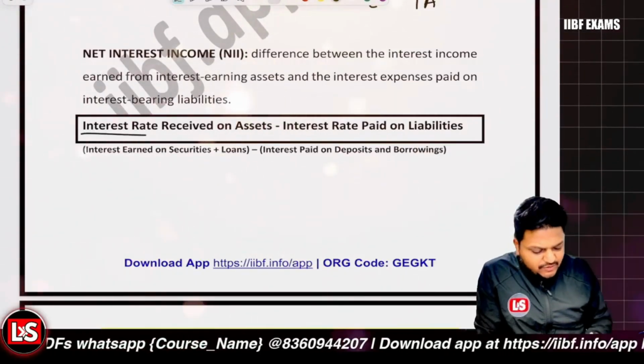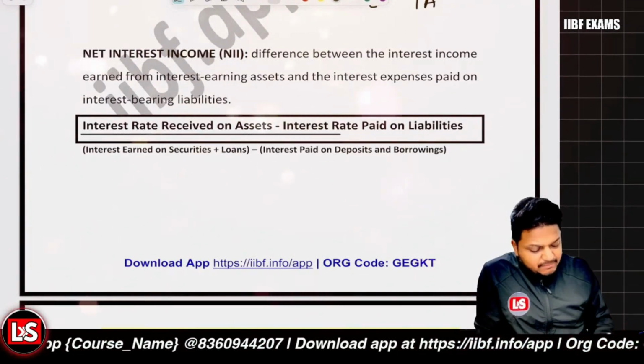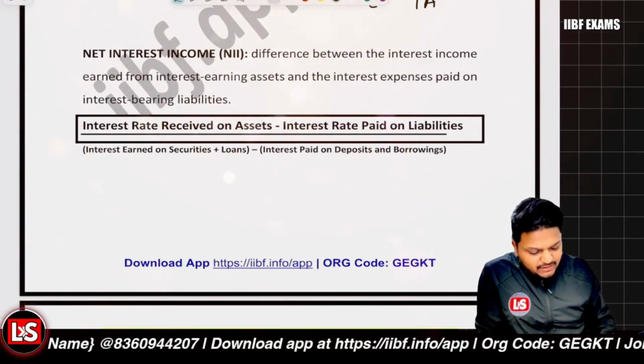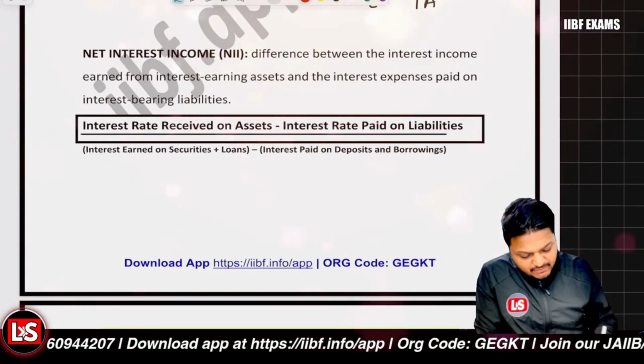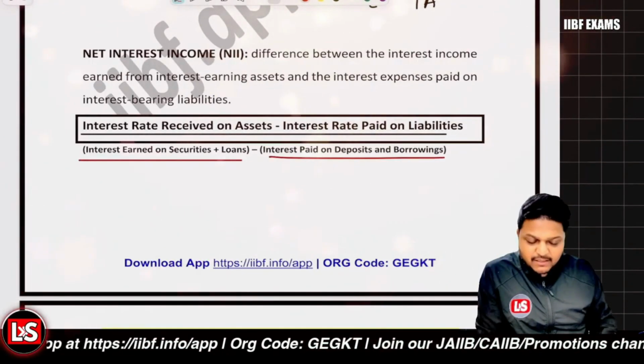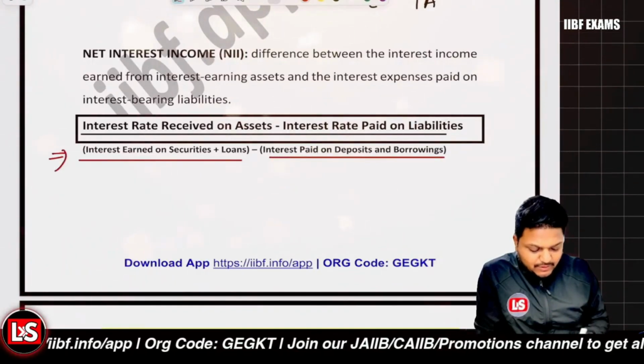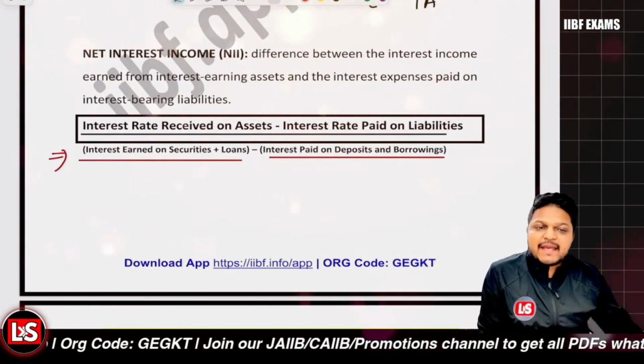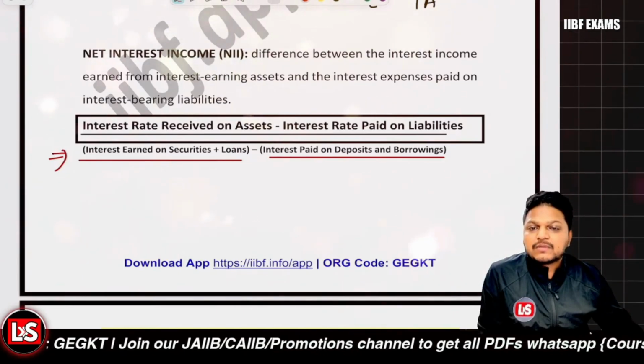So it is the interest rate received on the assets minus the interest rate paid on the liabilities. Or simply we can say interest earned on securities plus loans, minus interest paid on deposits and borrowings. So this can also be there. That is NII, net interest income.